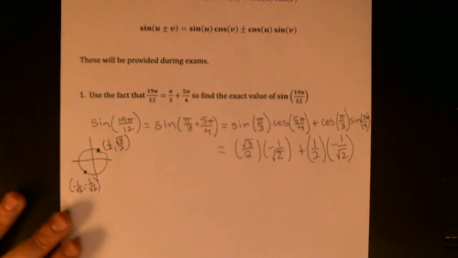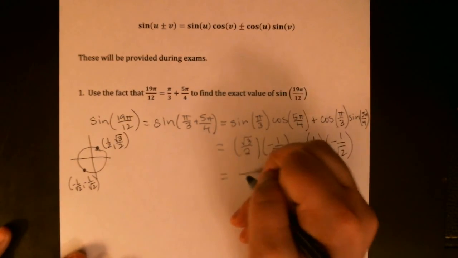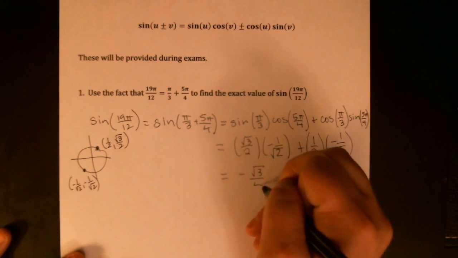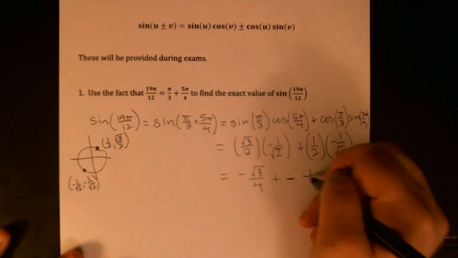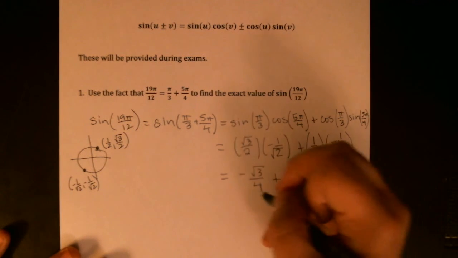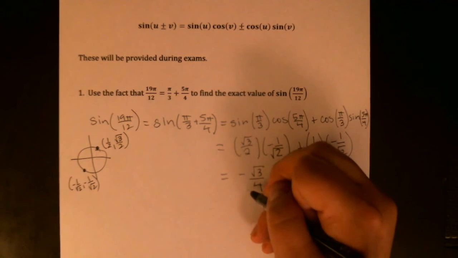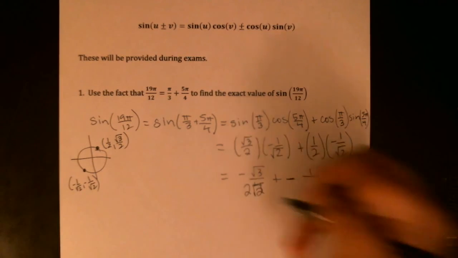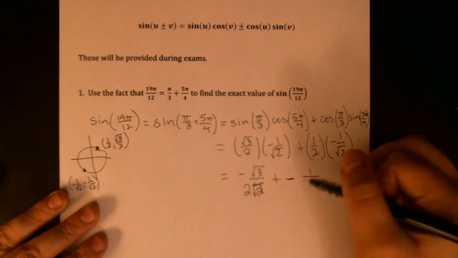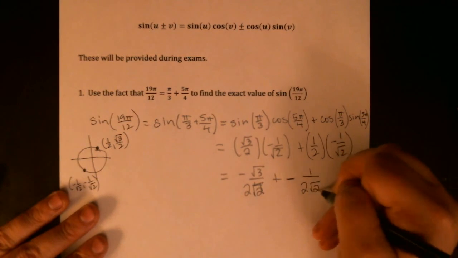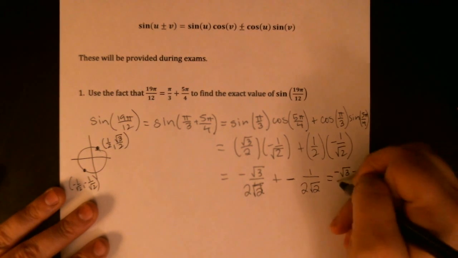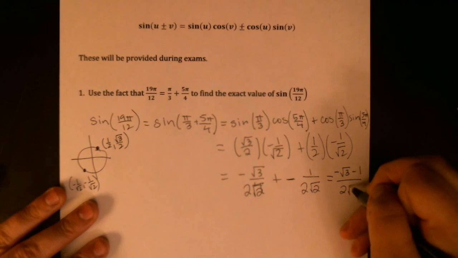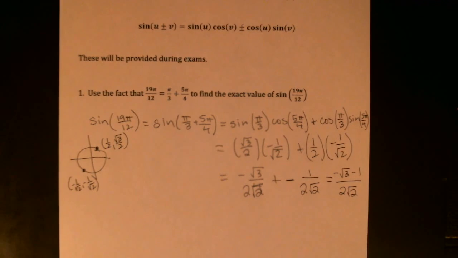And I can do a little bit better. So I have a negative root 3 over 4. And actually it ends up being negative root 3 over 2 root 2. And then it's a negative 1 over 2 root 2, which means I could just smush it all together and say it's negative root 3 minus 1 over 2 root 2. Okay, so not hugely impressive, but that's one thing we can do with this.